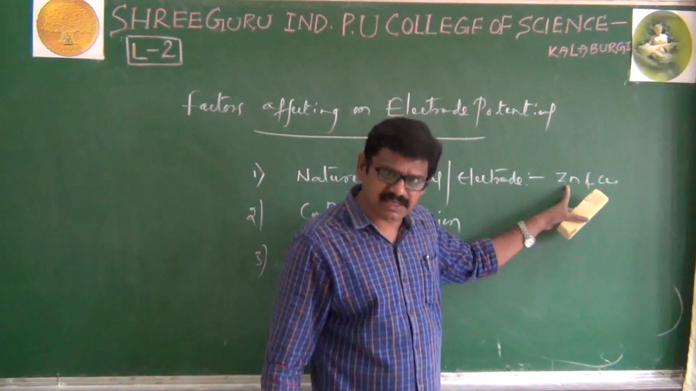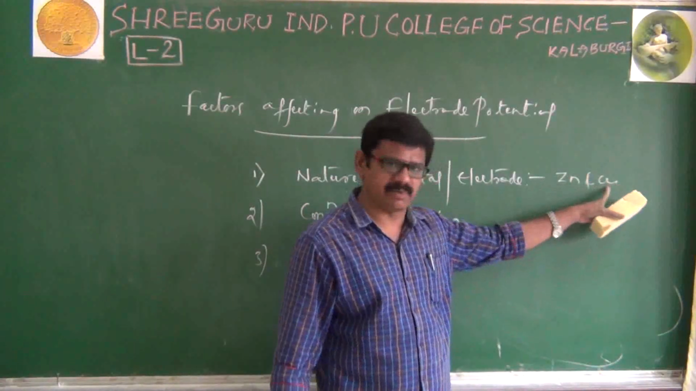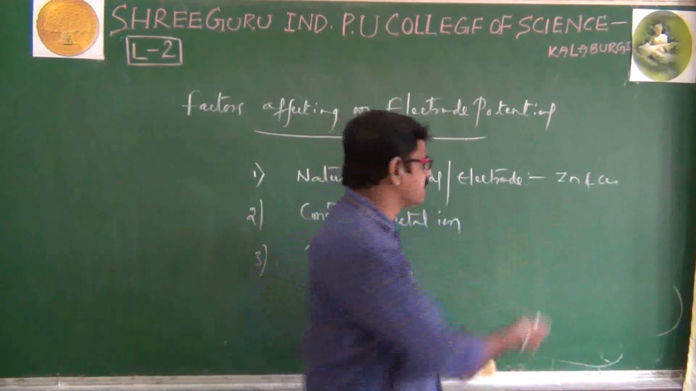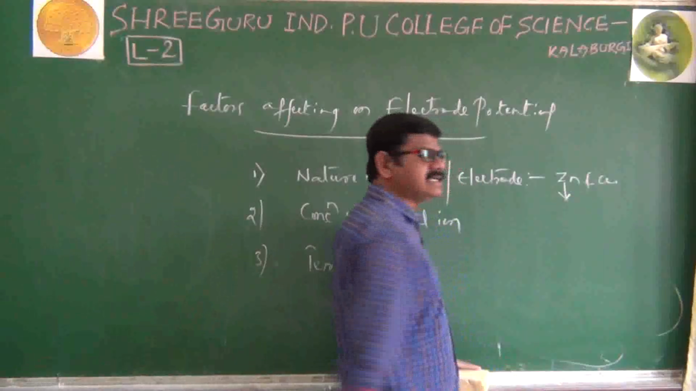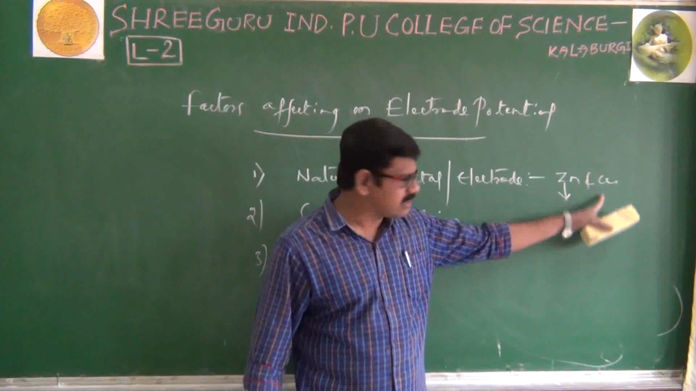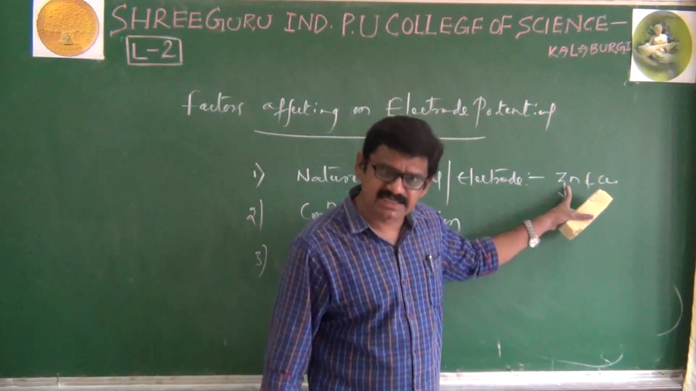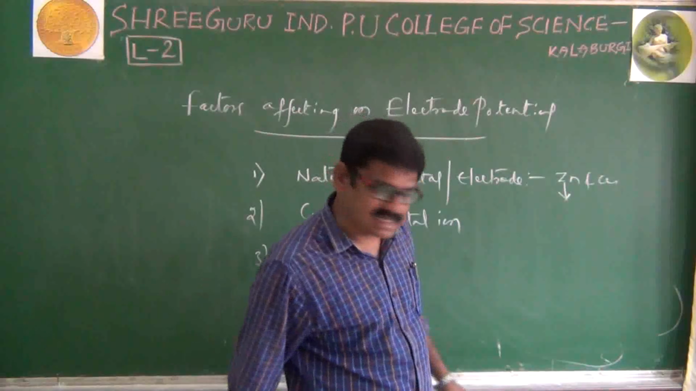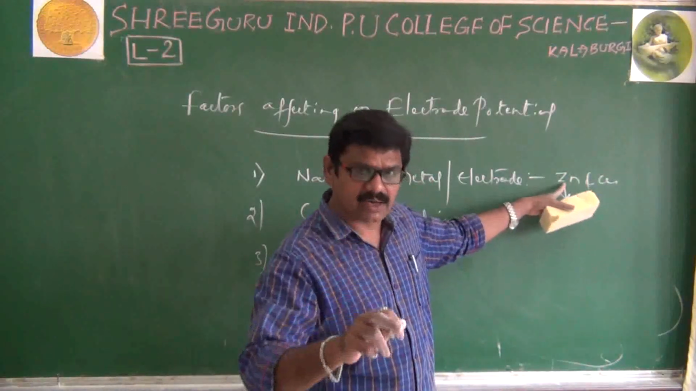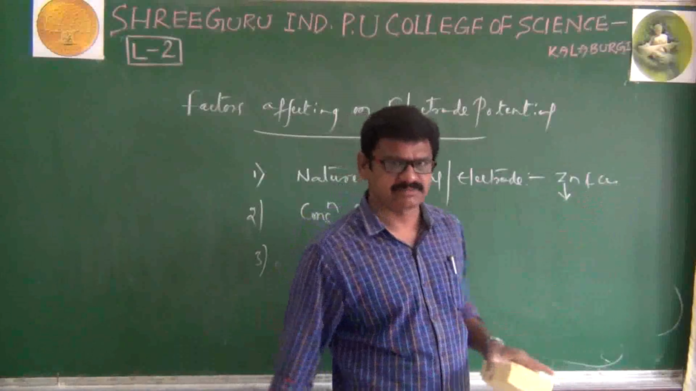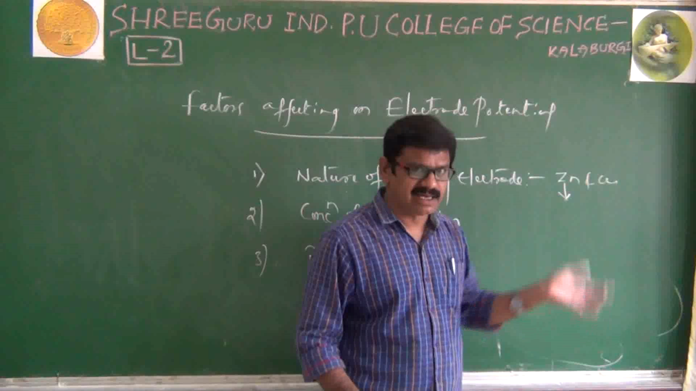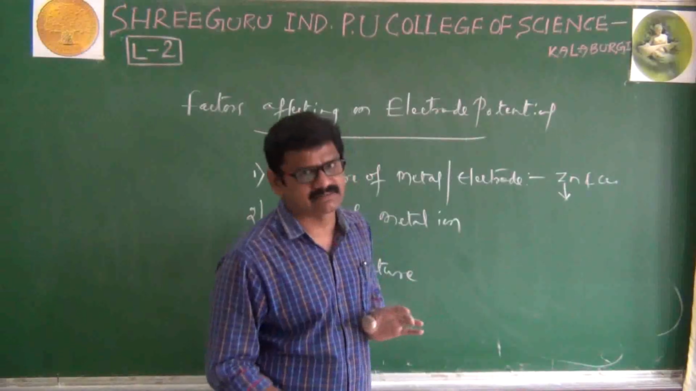Zinc undergoes oxidation easily compared with copper. That's why, due to oxidation, we can say that zinc's oxidation potential is more than copper's. Why? Because zinc has a tendency to undergo oxidation more easily than copper. That's why zinc has more oxidation potential than copper. And of course, if zinc has more oxidation potential, its reduction potential is definitely less.